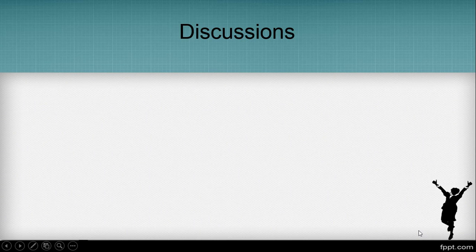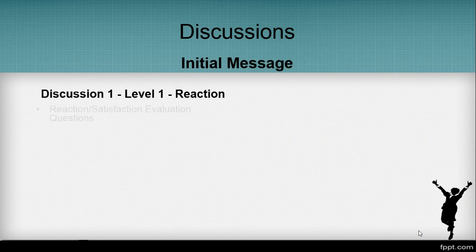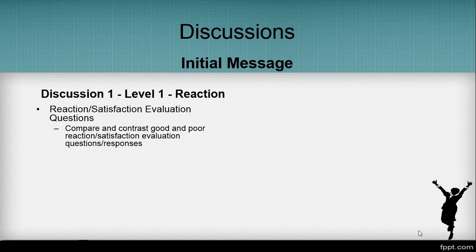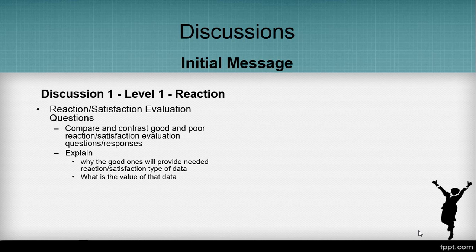This week we're going to have two discussions again. And for your first message, in discussion 1, level 1 reaction, you're basically going to think of reaction or satisfaction evaluation questions. The discussion prompt is going to ask you to compare and contrast good and poor reaction satisfaction evaluation questions and their responses. And it'll ask you to explain why the good ones will provide the needed reaction satisfaction type of data and what is the value of that data. And then also, what does the data allow you to say or know about the training or educational materials.